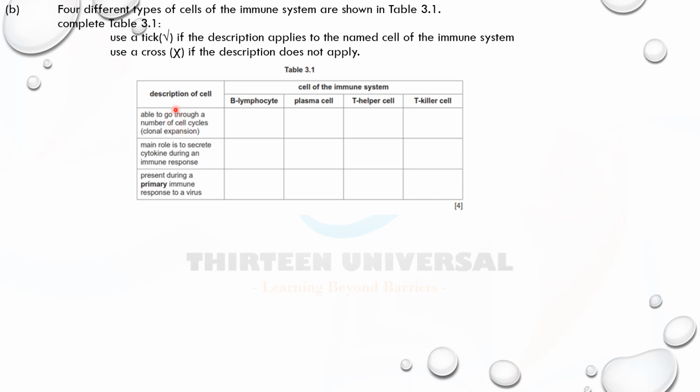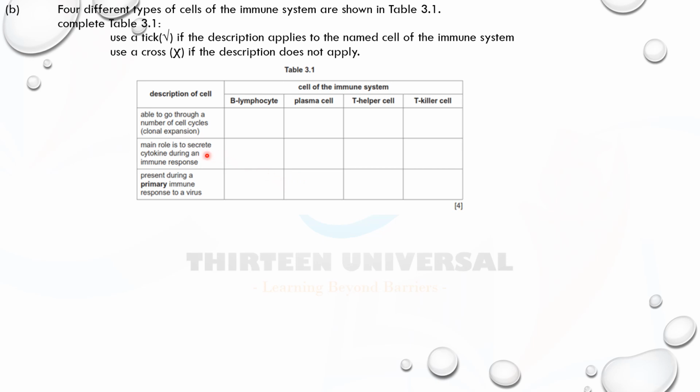Description of cells: able to go through a number of cell cycles. Clonal expansion is by mitosis. The lymphocyte can divide, so this is yes. Plasma cells do not divide, so no. T helper cells can divide, yes. T killer, yes. So yes, no, yes, yes.